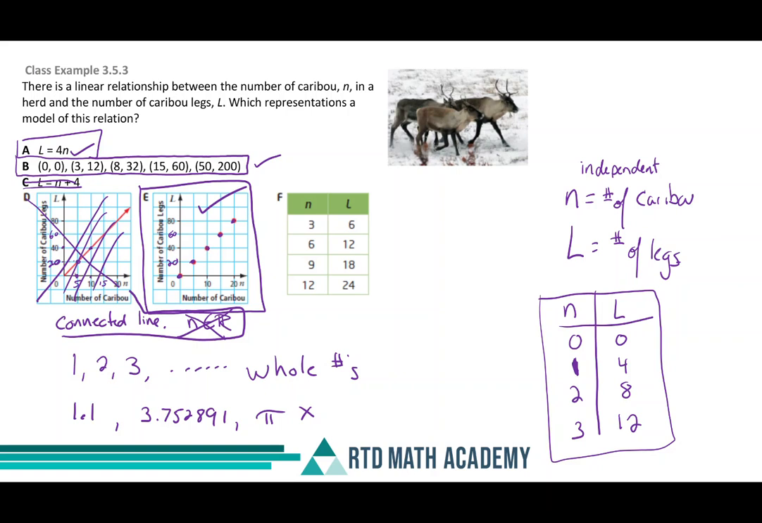Okay. F, if we have 3 caribou, we have 6 legs? Nope, that doesn't make sense. So although this looks like a linear pattern for F, we can't have 3 caribou and 6 legs. We have to have 3 caribou and 12 legs. So our answers are going to be A, which is the function, B, which is just a list of random values, and E, which is a graph representing the same scenario with just larger quantities.